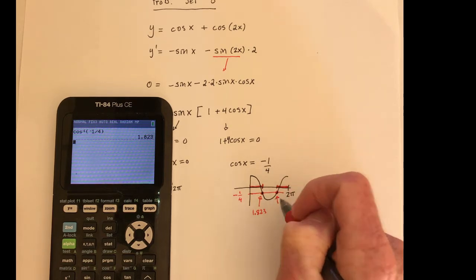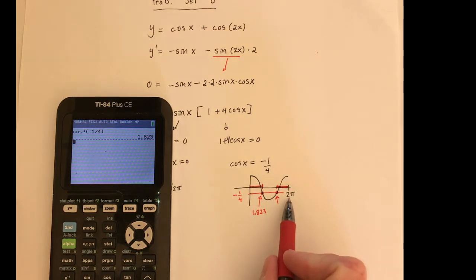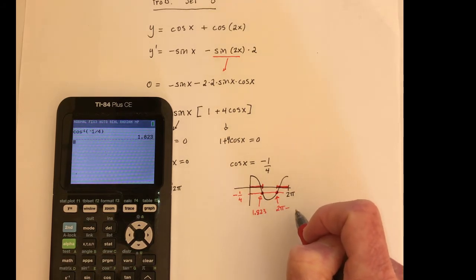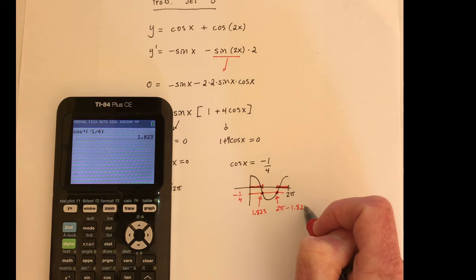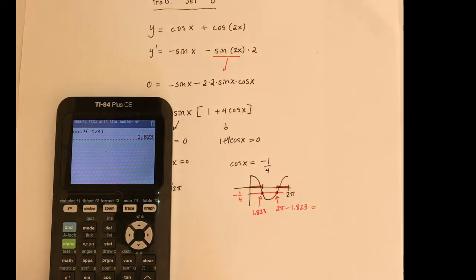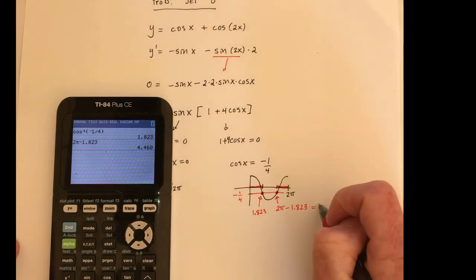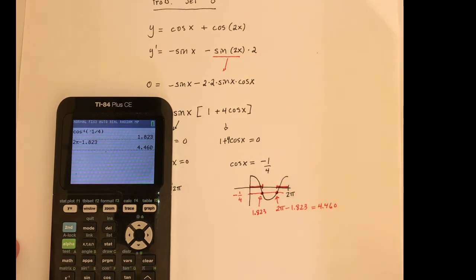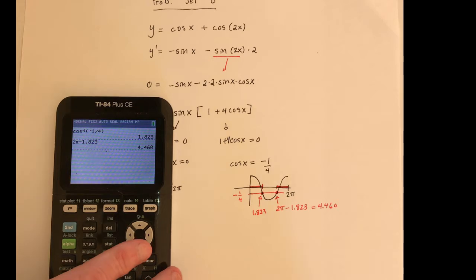So in order to get to this point, it's to the left of 2 pi, so it's going to be 2 pi minus 1.823. And then 2 pi minus 1.823 is 4.460. All right.